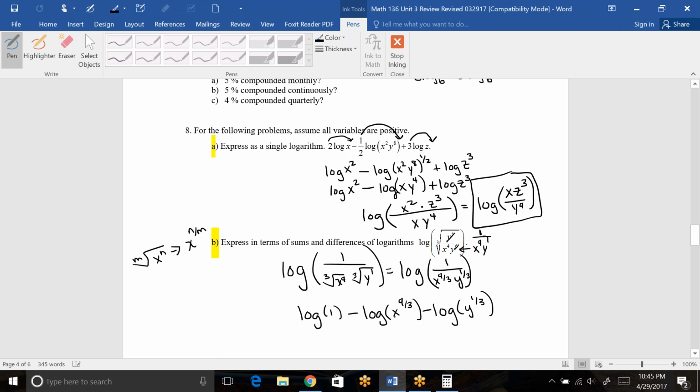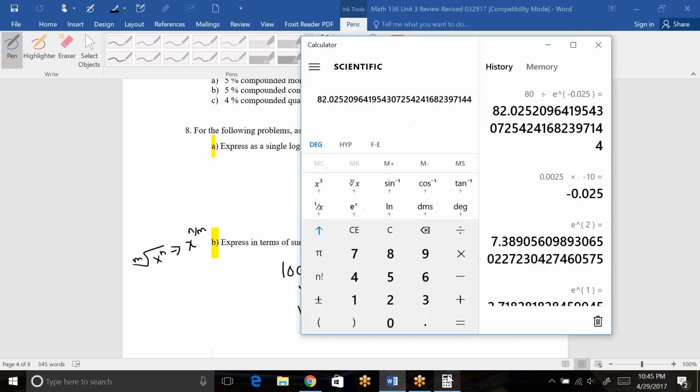Now, this is the first time we've had one where we actually get a number in our log. And since this is base 10, you can actually see that what I'm about to tell you is true. If there's ever the number 1 inside of a logarithm, the answer is always 0 to that. So let me show you why that's true.